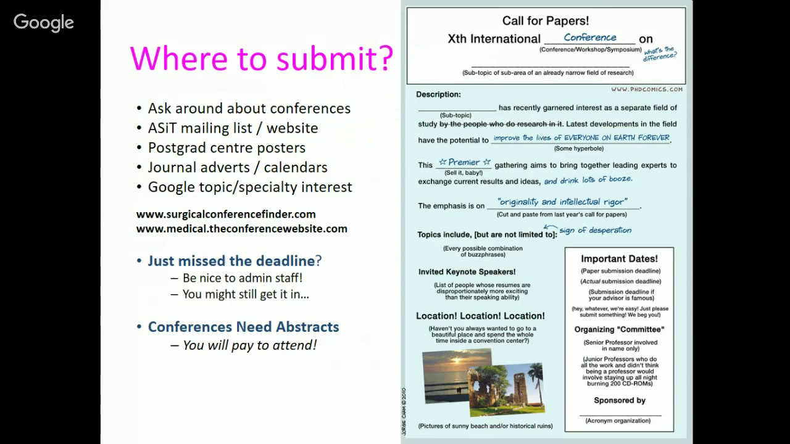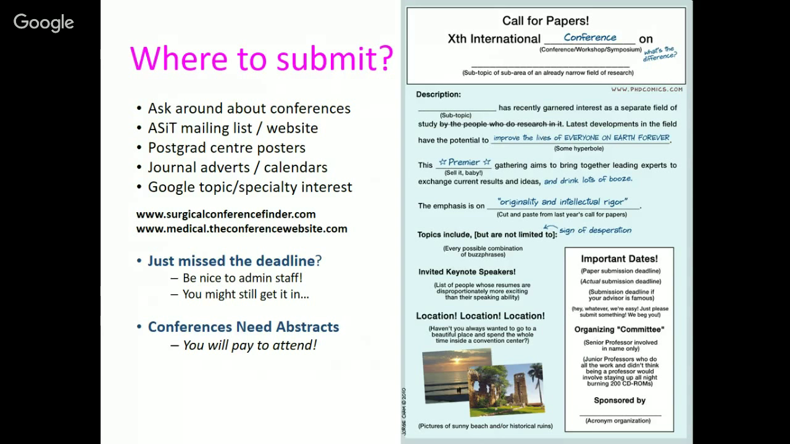Finding out where to submit, often these days you will find out about local or national conferences through the relevant associations. Do go online, look at Google, explore what conferences are available. There are some websites, for example, Surgical Conference Finder listed here, where people will put listings of conferences around the world, so you can find out where you might be able to submit to. Just keep your eyes open, ask around, find out from seniors and bosses where they go to present.